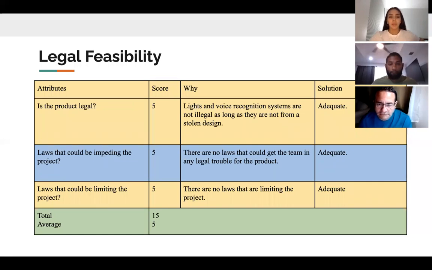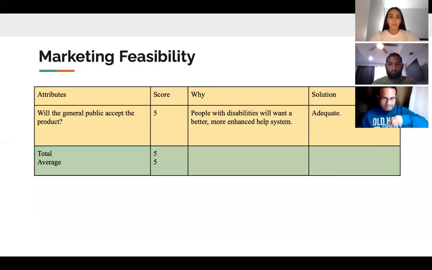Laws that could be impeding the project, we gave it a 5. There are no laws that could get the team in any legal trouble for the product. And laws that could be limiting the project, we also give it a 5 because there's no laws that are limiting our project at the moment. We have a total of 15 and an average of 5.